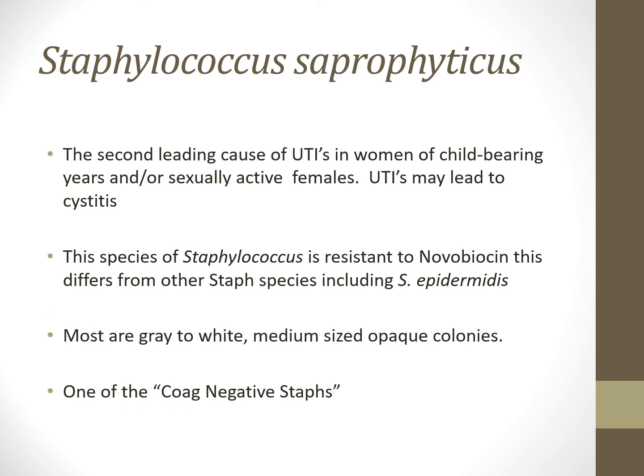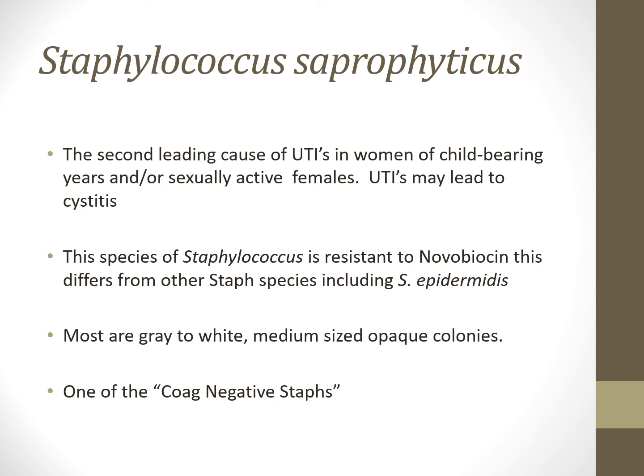Staphylococcus saprophyticus is significant in the fact that it can cause urinary tract infections in women of childbearing age or sexually active females. These urinary tract infections can lead to inflammation or infection of the bladder, which is known as cystitis. If we want to speciate our Staphylococcus, we can drop a novobiocin disc. If it is sensitive, it's Staphylococcus epidermidis. If it is resistant, it is Staphylococcus saprophyticus. And determining the actual species of the Staphylococcus can be important when we're looking at the clinical picture.